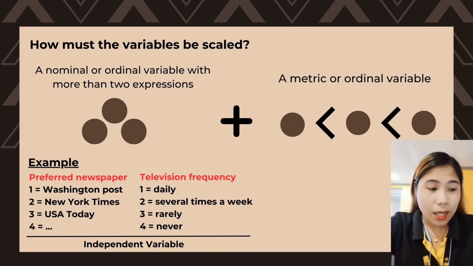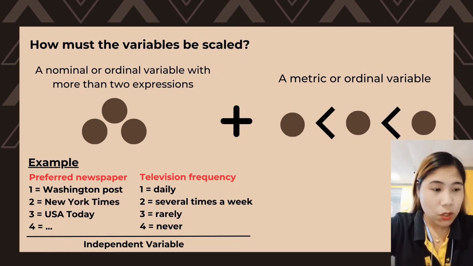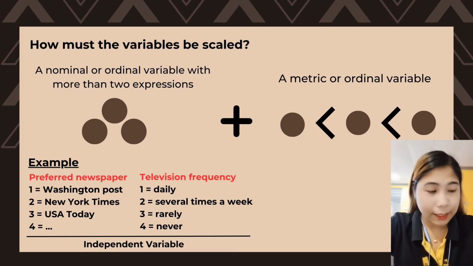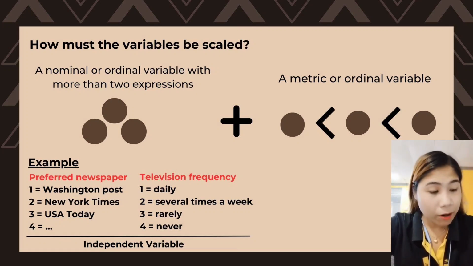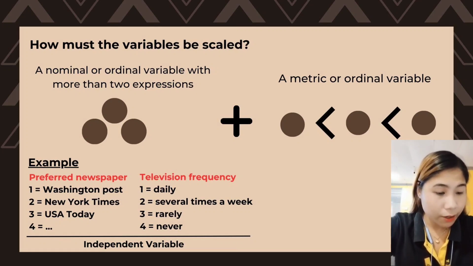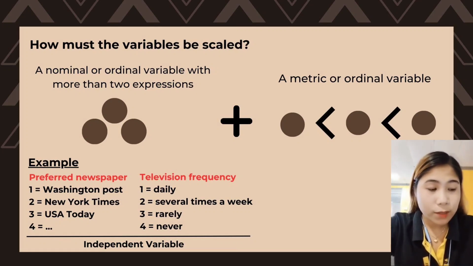So, doon yung pinaka-highest na frequency is 1. Yung daily lang. Kasi araw-araw tayo may balita. Kaya 1 yung mataas na frequency. 2 naman yung several times a week. And 3 yung rarely. And 4 yung never. Kasi pinakababa yung never. Kasi very impossible na hindi sila maglabas ng news or issue yung isang newspaper company. Yun ang sa independent variable na nominal or ordinal variables with more than 2 expressions.